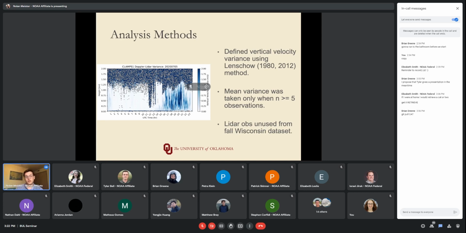So the mean variance was only taken at height bins and within hourly chunks that had 5 or more observations to maintain the integrity of the data set. And I wasn't able to use LiDAR observations from the fall Wisconsin data set. Both CLAMSAs struggled to pick up aerosols in the upper boundary layer, and I can't really explain why, because that doesn't really fall within my area of expertise. But it does mean that the fall Wisconsin LiDAR data set wasn't used for this analysis. So we're just going to have a summer comparison.